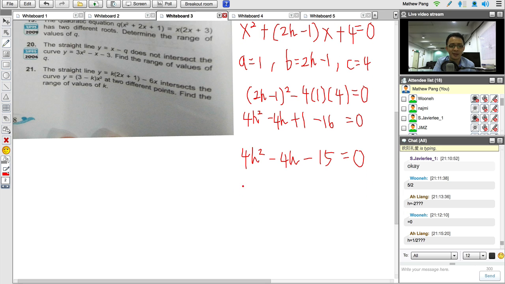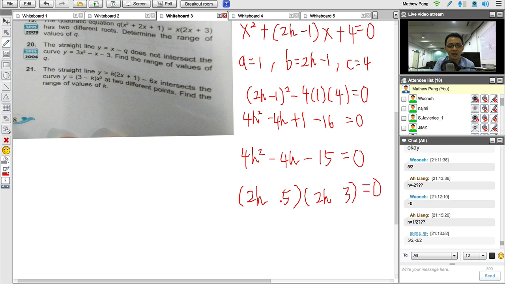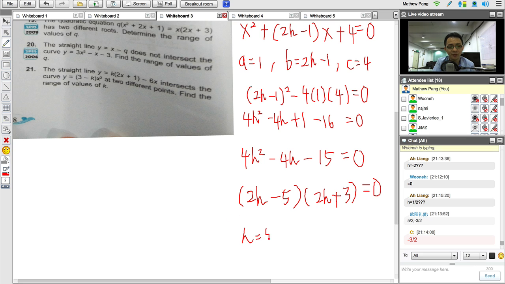Okay. Then I'm not sure how to factorize. Let me just try. Alright, this one maybe I put 2h and 2h, and 5 and 3, and negative and positive. Yeah, I think so. 10h, 6h. Yes. So this one, h will equals to 5 over 2 or h will equals to negative 3 over 2. Yes, this is the answer.